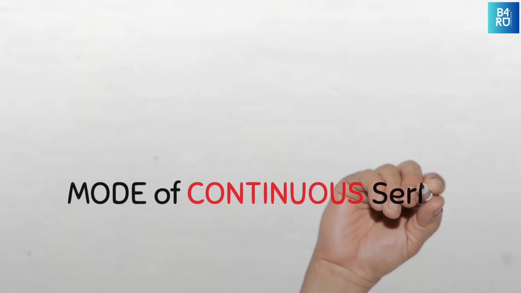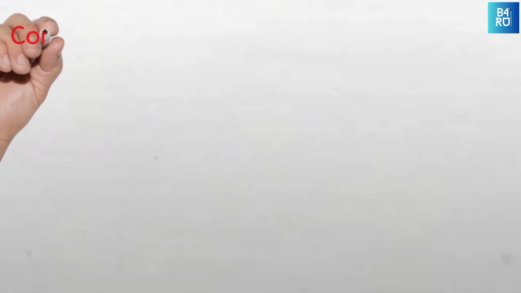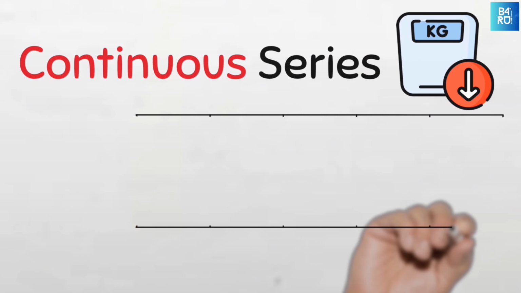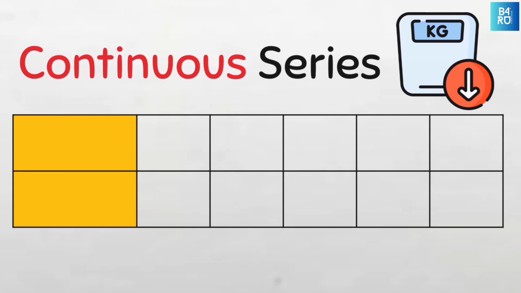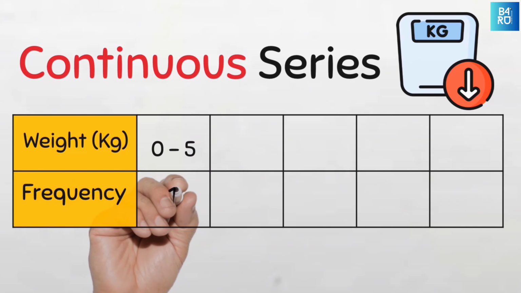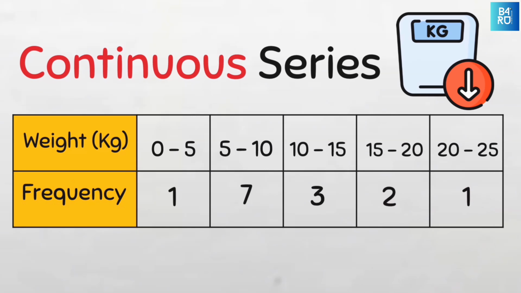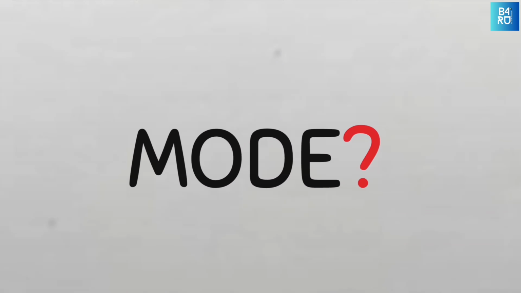Mode for continuous series data. This is a continuous series data on the weight in kilograms of 10 children attending the nutritional clinic in Samaru Zaria, Nigeria. We know this to be a continuous series because we can see that the data is grouped and the frequency for each class is provided. So how do we find the mode of this type of data series?